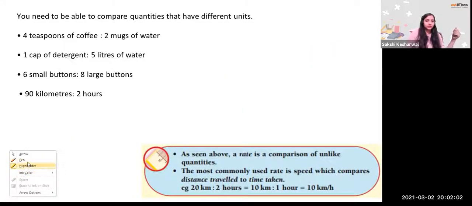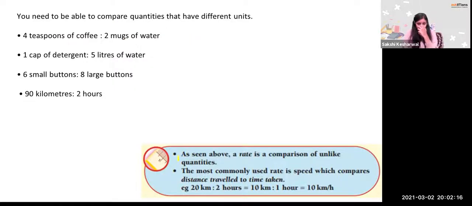What examples do we have? See over here, you need to be able to compare quantities that have different units. It says 4 teaspoons of coffee and 2 mugs of water. So 4 teaspoons of coffee to 2 mugs of water, right? It means for 4 teaspoons of coffee, you require 2 mugs of water.